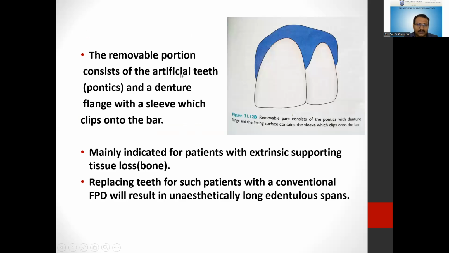A removable portion consists of the artificial tooth and a denture base. So this will be mimicking the gingival area. And this can be taken out, or it can be pressed into position according to the patient's wish. So replacing for such a patient with a conventional FPD will result in an unaesthetic long edentulous span.